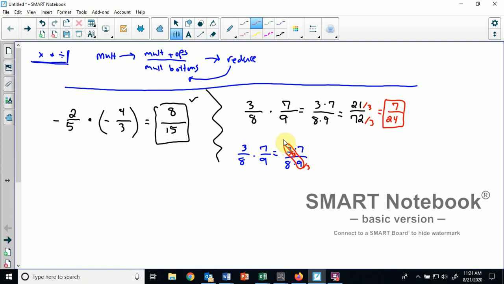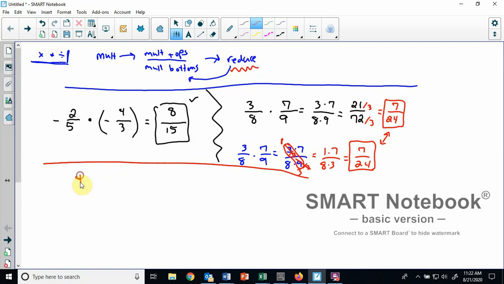Well, 3 over 3 divides to 1. So up top I have a 1 times a 7. And on the bottom, 9 over 3 divides down to 3. So I have 8 times 3 on the bottom. So that's a lot simpler of numbers. 1 times 7 is 7. 8 times 3 is 24. A lot simpler of a way of getting the same answer. So sometimes it helps to reduce before you start multiplying. Okay? So one more example of that.